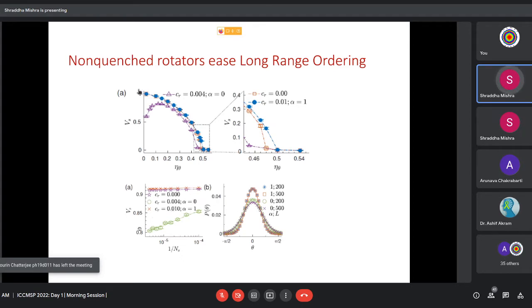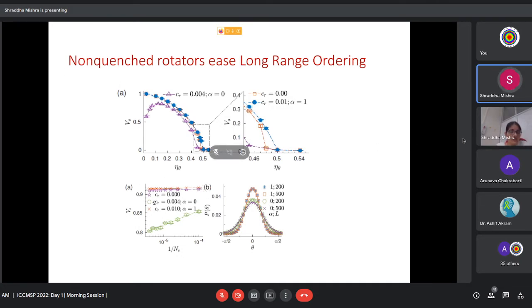And the same has been observed if I measure the order parameter versus 1/N, or the system size. For the quench case, there is a decay in the order parameter, which shows that there is a quasi-long-range ordered state. But for the non-quench case, the ordering is enhanced compared to zero density, which is the star here, and for the finite density non-quench, the curve is above. And the same is shown by the fluctuation in the orientation, which shows that there is a true long-range ordered state in the presence of non-quench rotators.